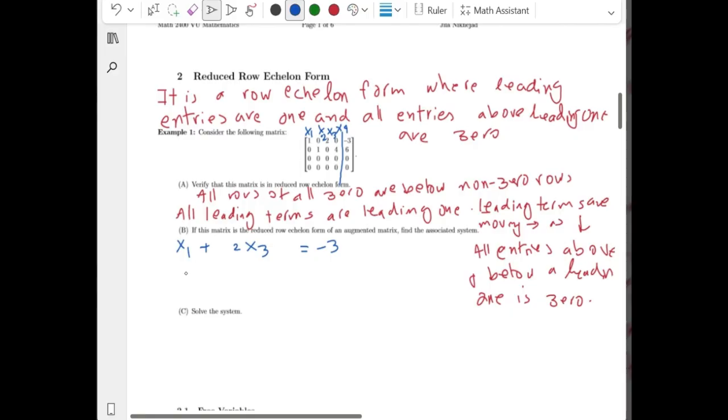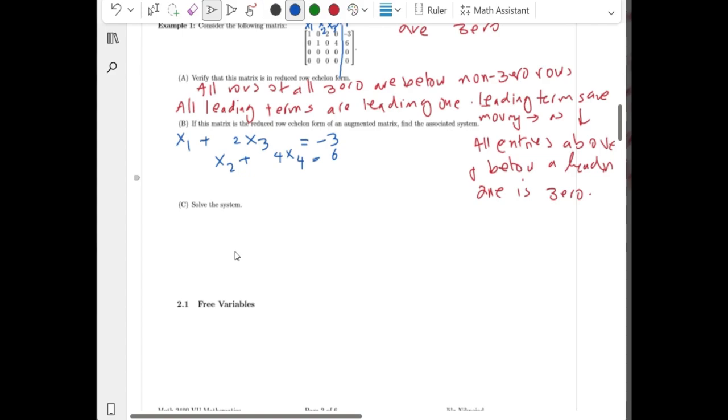Row 2 is 0 x1 plus x2 plus 4 times x4 equal to 6. So everything on the right of the line, which attaches the coefficients to the constant vector, is going to be constant. Everything to the left has to multiply x1, x2, x3, x4. And then it's asking you to solve the system.